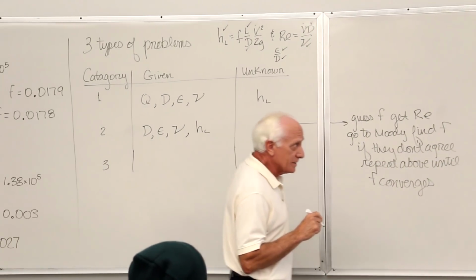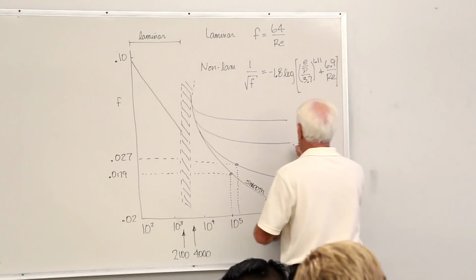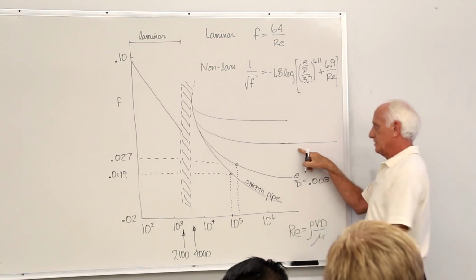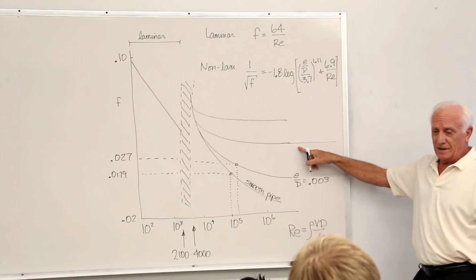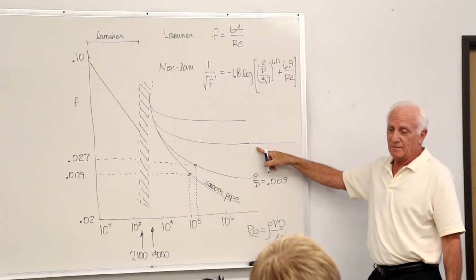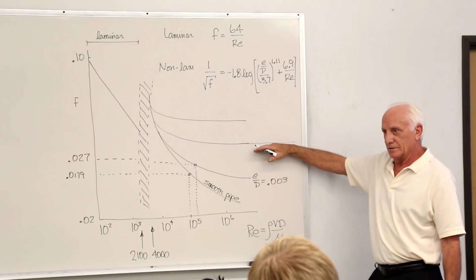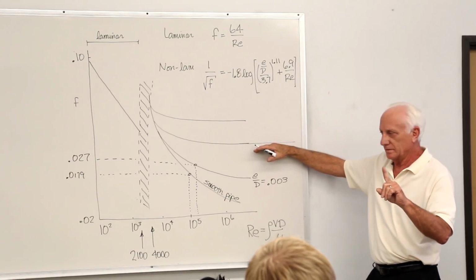Where do you want to guess F? Well, let's say you're on this line right here, E over D. There's an E over D line. What am I going to guess for F? I'm going to play the odds. I think it's really turbulent. I'm going to guess F where that line is horizontal or flat. That's my first F guess.